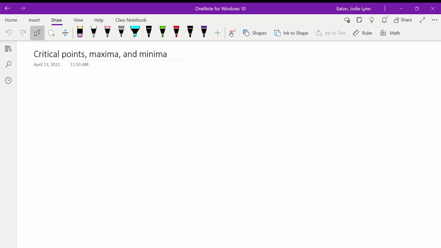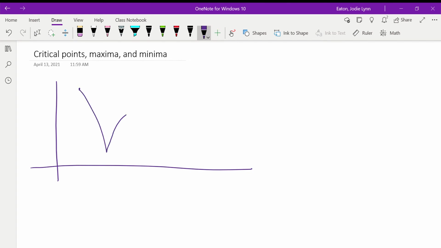For the next lesson, we're going to look at what happens, what are the special points that we can determine, sometimes using the derivative and sometimes using some other pieces of information. So let's take a function. We are going to draw our lovely function.